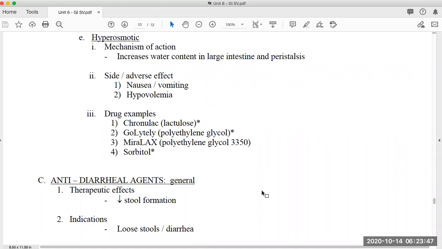Sorbitol. Sorbitol, you'll also remember, is also a sweetener, but it also helps with elimination or stimulating that bowel movement.